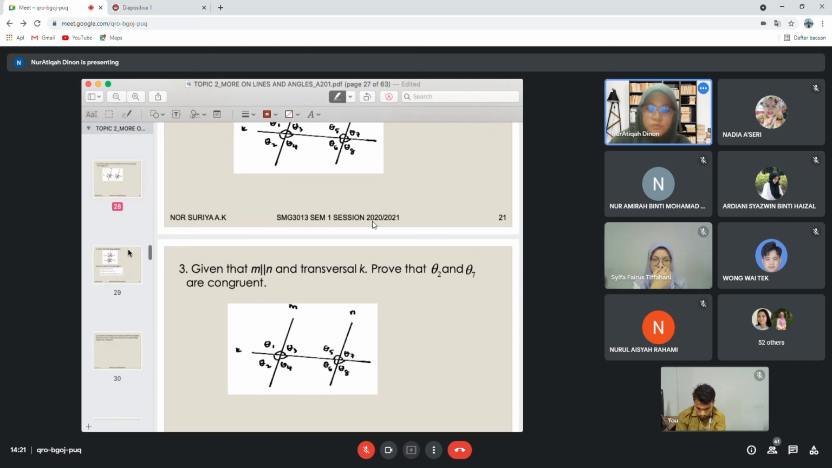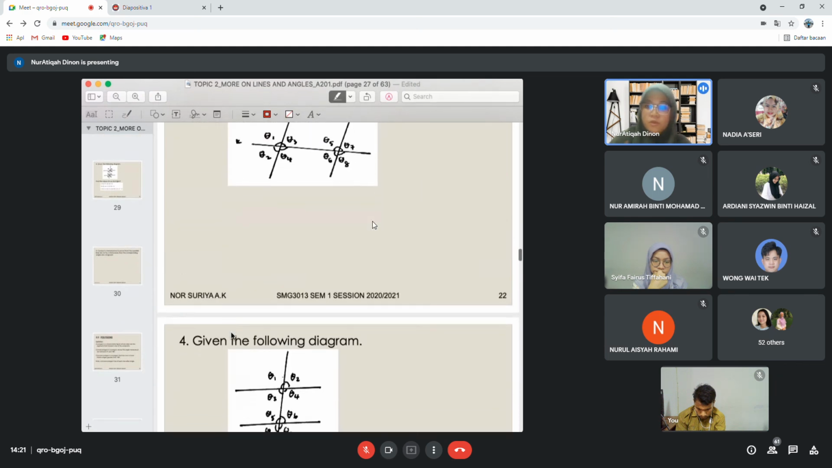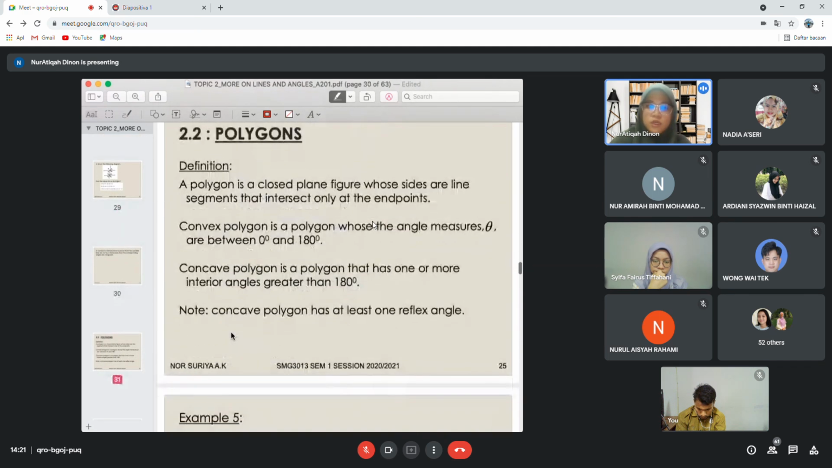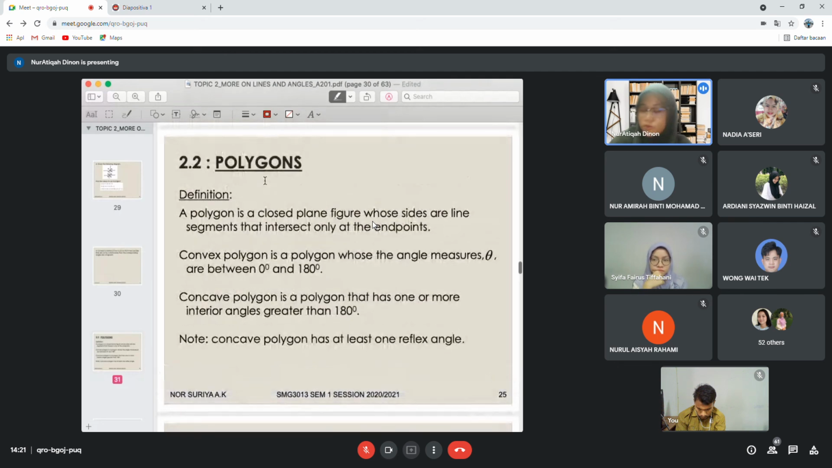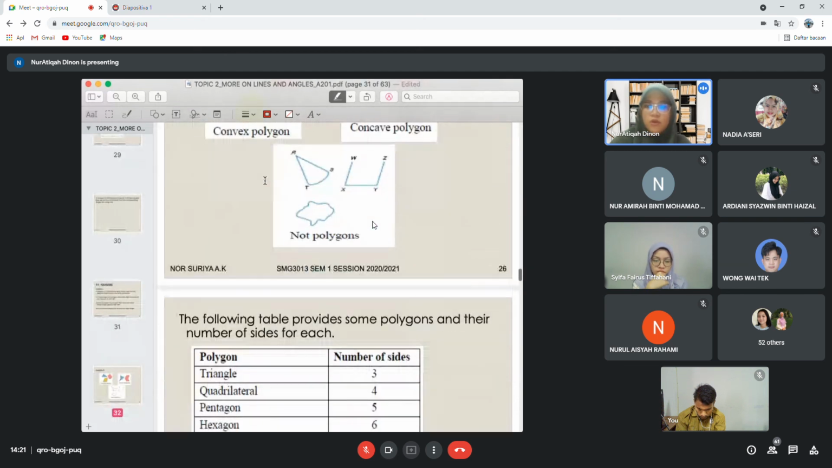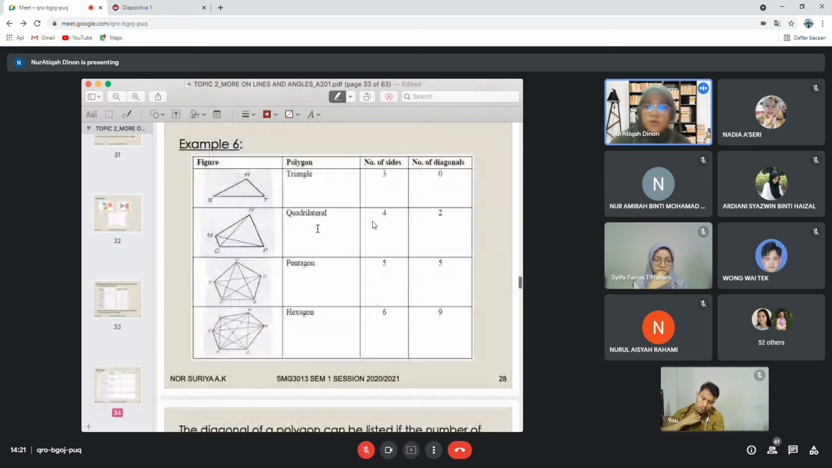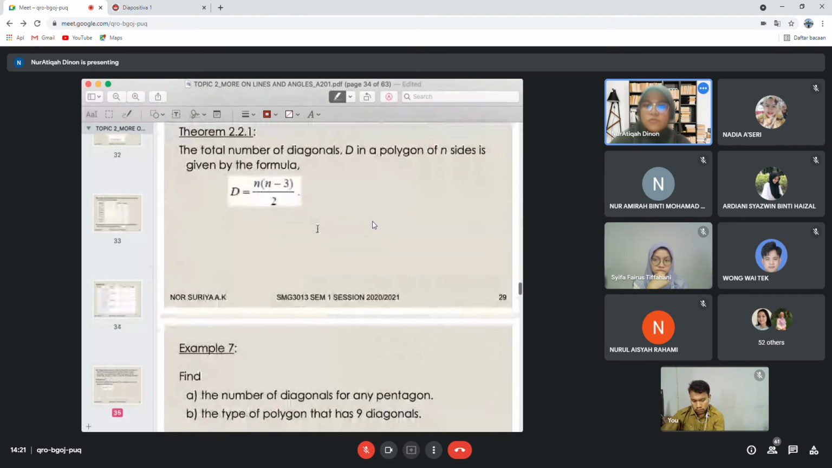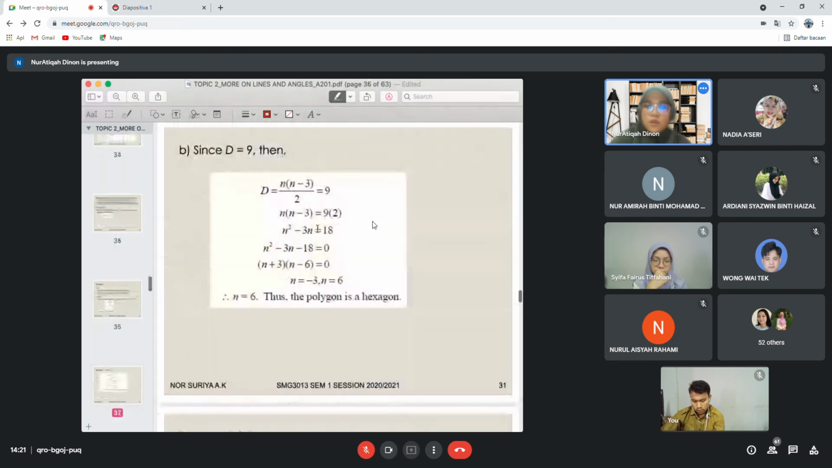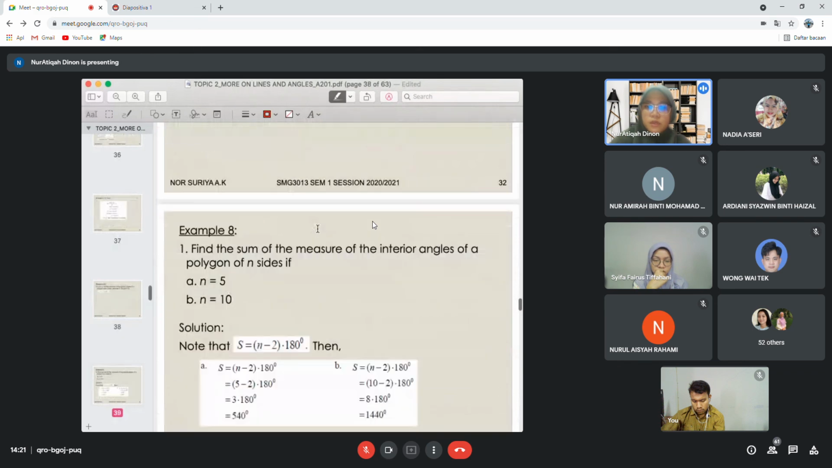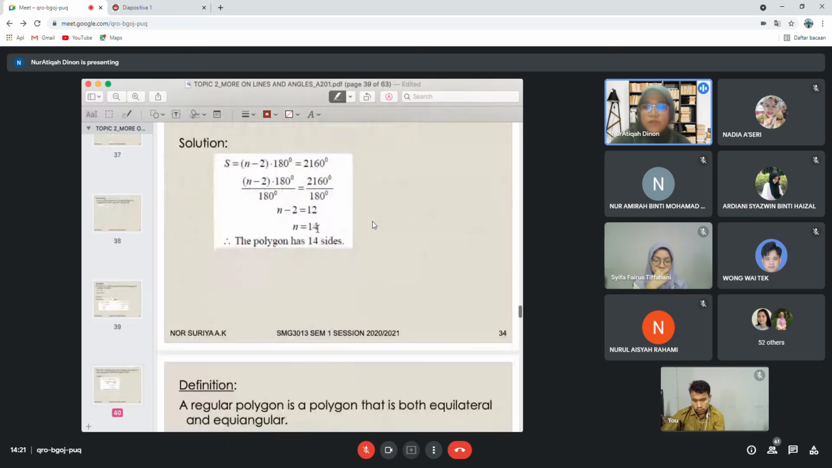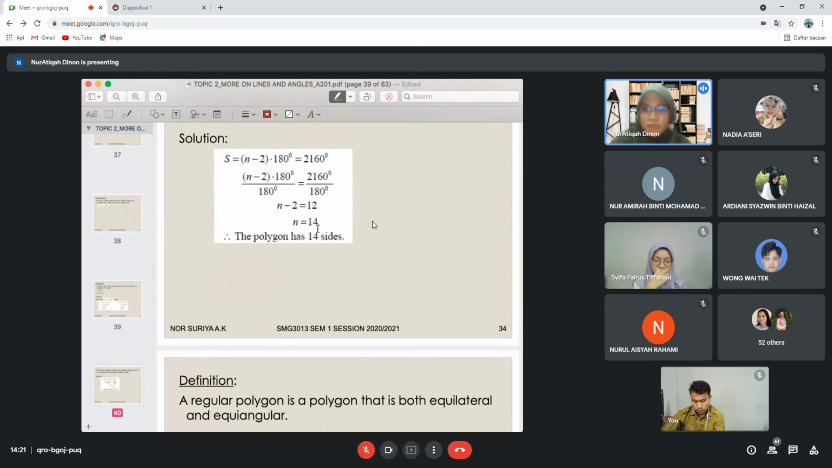So we have already finished the first part of topic 2. The second part, because we have time, I'll just go through. In the second part, we will talk about polygons. We already went through the shapes and everything. What are some of the polygons we have over here, and then some theorems. You can look at this slide before class next Monday.